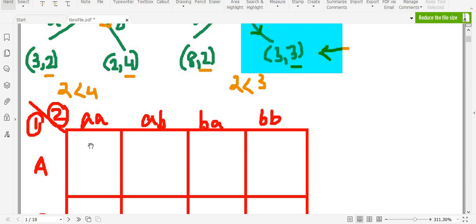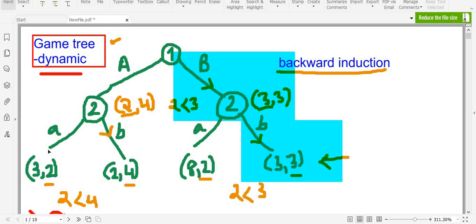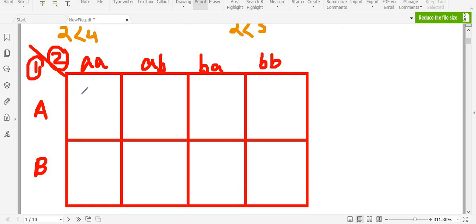Now consider this cell first. Player 1 chooses capital A and player 2 chooses small a. Whatever player 1 chooses, player 2 will obviously choose small a. So if player 1 chooses capital A, player 2 chooses small a, that means the payoff is 3, 2. So let me just fill it here. This is 3, 2. If player 1 chooses capital A and player 2 still chooses small a, then the payoff will be similar. So it will be 3, 2 again.